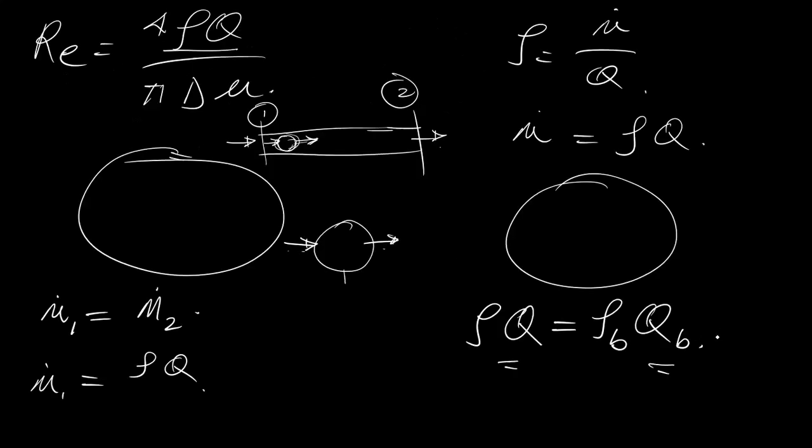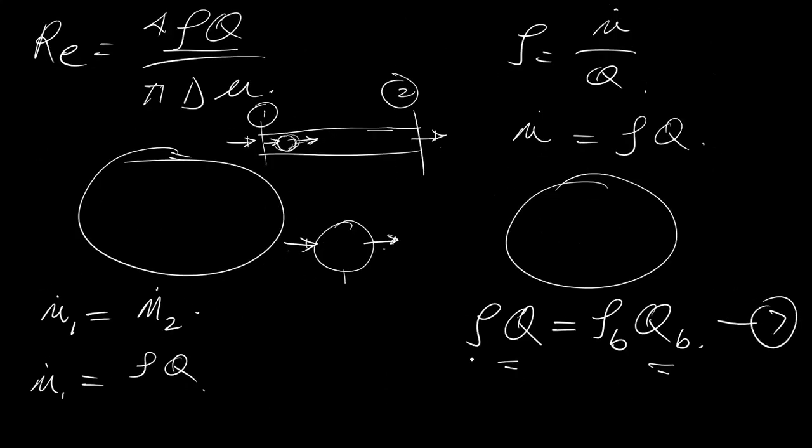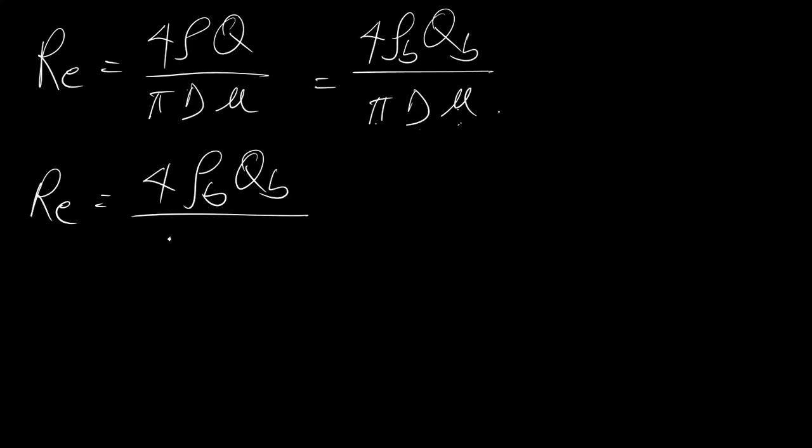From the expression in equation 7, it also shows that the density of gas at any condition times the flow rate at any condition is equal to the density of gas at standard condition times the flow rate at standard condition. So that means this is also equal to this. So now Reynolds number is equal to 4 times the density of gas at standard condition times the flow rate at standard condition divided by pi d mu.